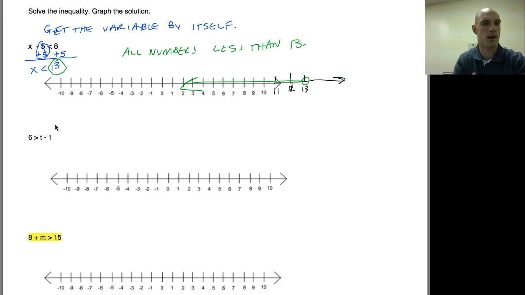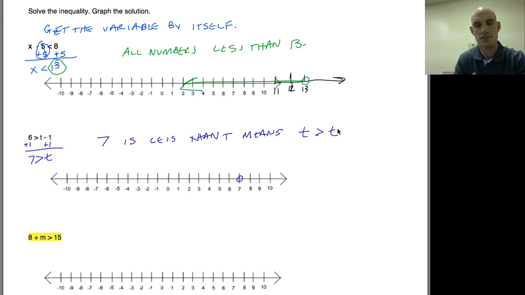So even if I have it mixed around like this, I'm still going to follow the same process. I'm going to get my variable by itself by adding 1. 7 is greater than t. And so my featured number is not going to have a line underneath, so it's going to be an open dot. And 7 is less than t. So 7 is less than t means t is greater than 7. Whoops, wrote a t.